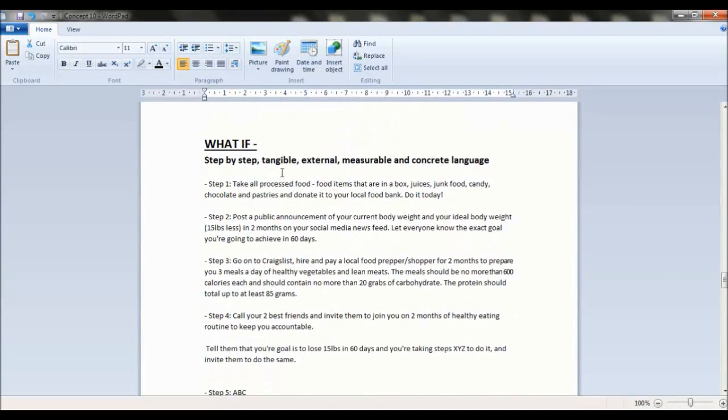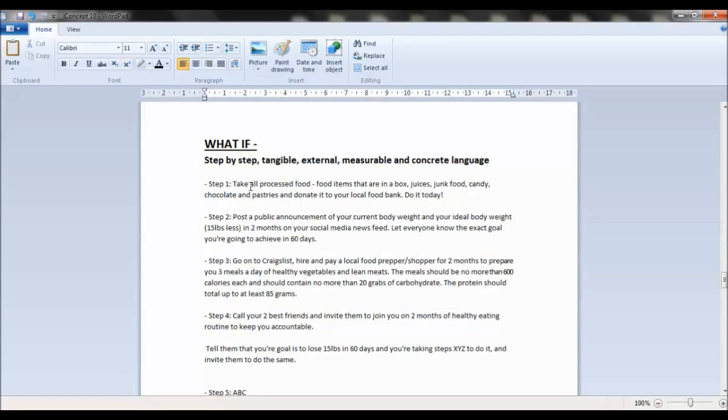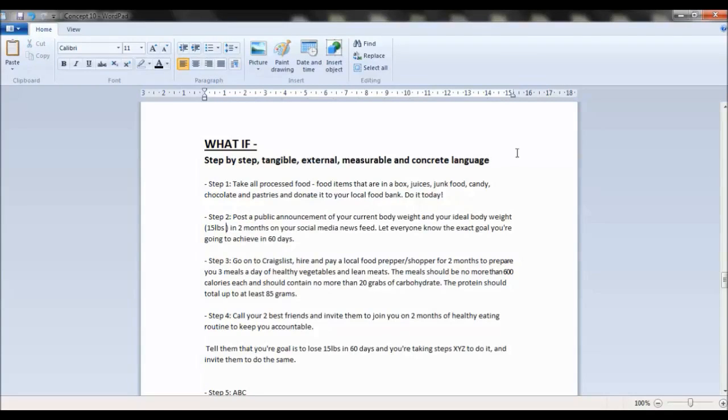Okay, so what if this is the step-by-step, tangible, external, measurable, and concrete language that you're going to be using, and you're going to do this in the step-by-step format. So step 1, take all processed food items that are in a box, juices, junk food, candy, chocolate, and pastries, and donate it to your local food bank. Do it today. Step 2, post a public announcement of your current body weight and your ideal body weight, 15 pounds, well, I guess it's 15 pounds, in 2 months on your social media newsfeed. Let everyone know the exact goal that you're going to achieve in 60 days.